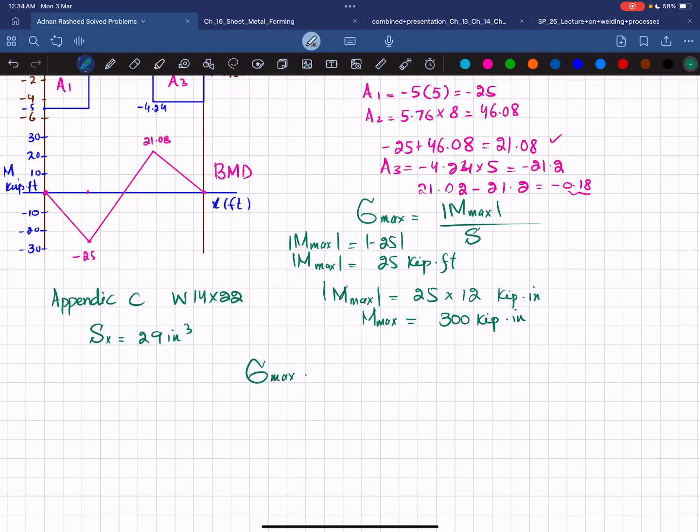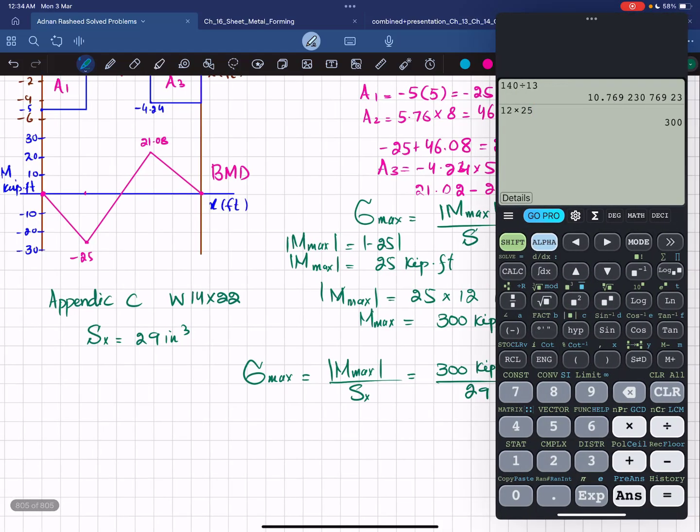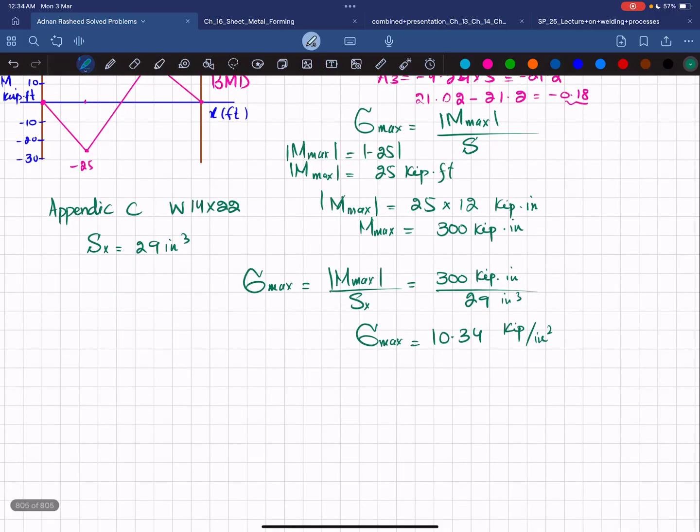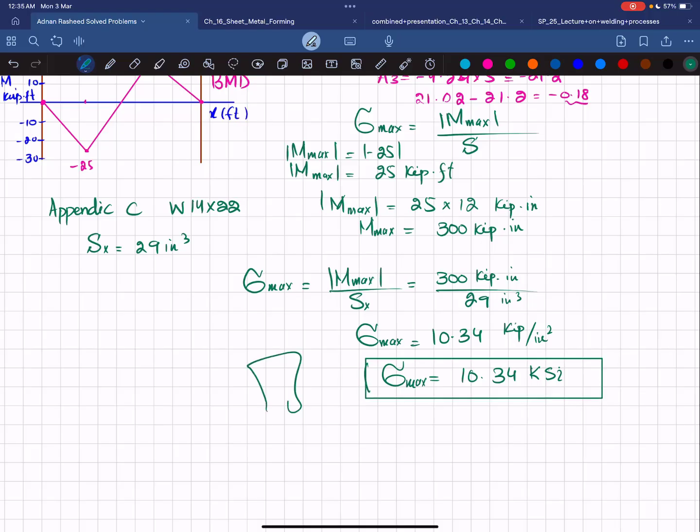Maximum bending stress is equal to absolute value of maximum bending moment divided by section modulus, which is SX. So you can write 300 kip into inch divided by 29. 300 divided by 29 will give you 10.34. Sigma max is equal to 10.34, and unit will be kips per square inch, which is also known as KSI, kilopound per square inch. And this is the answer of our second part.